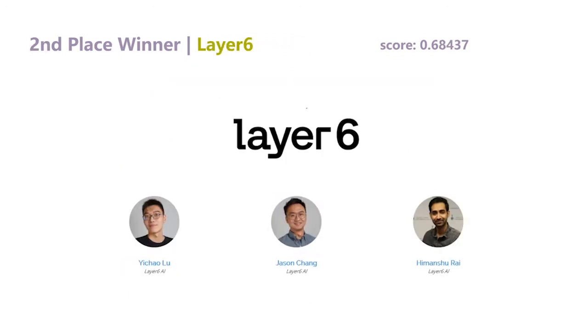The second place winner is Team Layer 6. They incorporate prior information from the egocentric views into the object classifier to improve the classification accuracy, and they propose to dynamically infer relationship graphs using a novel form of attention. They achieved the score of accuracy 0.684. The team members are Ikel Lu, Jason Chen, and Himanshu Ray. Congratulations!